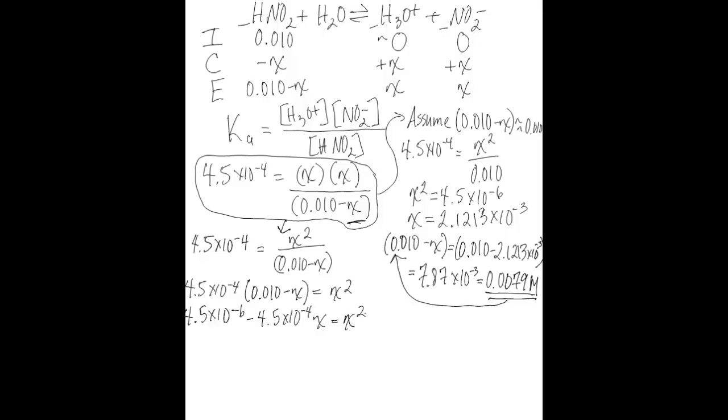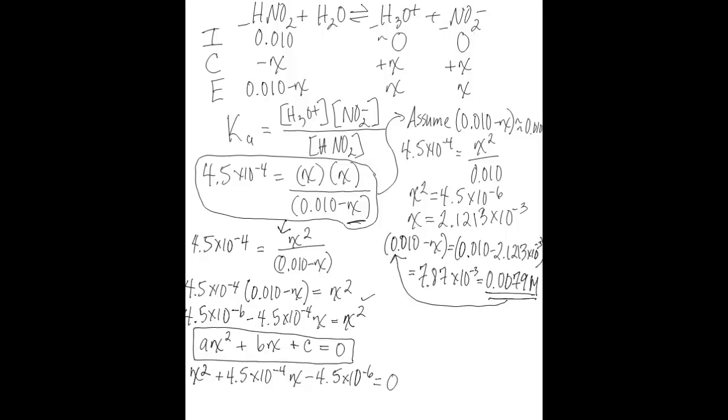So in order to use the quadratic equation, we want to get this in the general form of ax squared plus bx plus c equals 0. So we move everything over to the side where the x squared is, and we'll be left with x squared plus 4.5 times 10 to the negative 4 x minus 4.5 times 10 to the negative 6 is equal to 0.